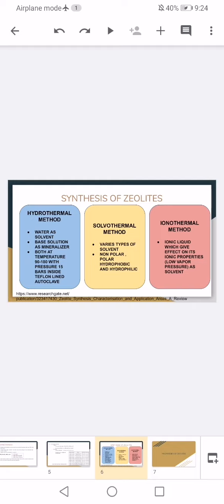hydrophilic solvents. Okay, and the last one is the ionothermal method, which is another special category of solvothermal synthesis method in production of zeolite, in which the solvent used is an ionic compound and not a molecular one in nature. The solvents used are called ionic liquids, as they have an ionic nature that has an effect on some particular properties such as a low vapor pressure.